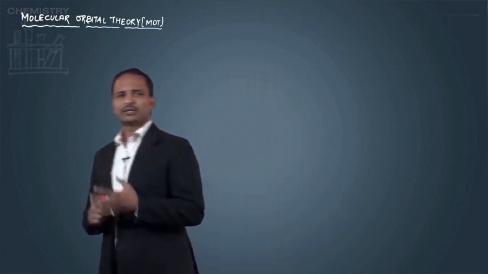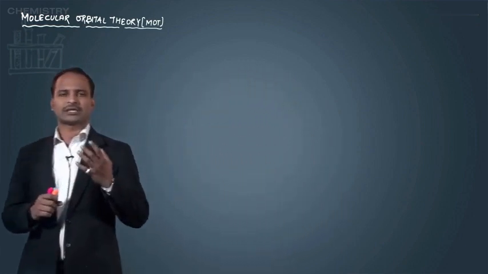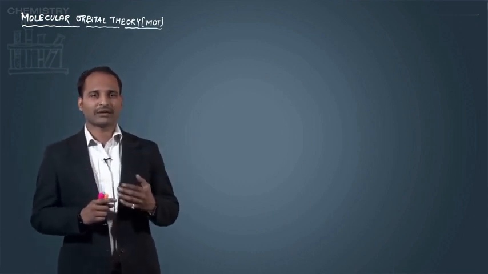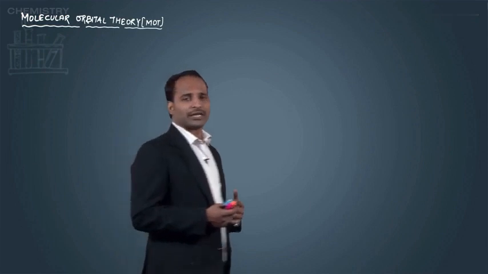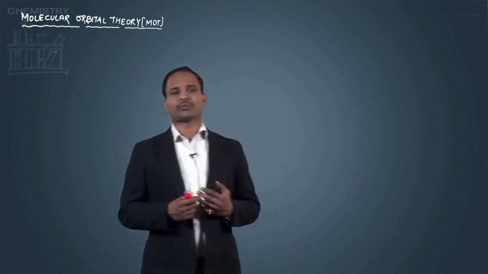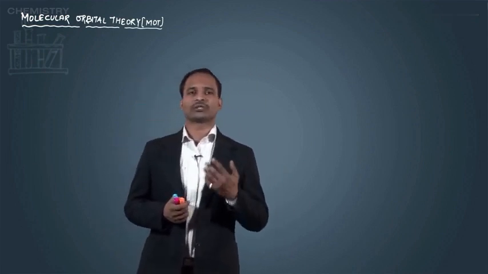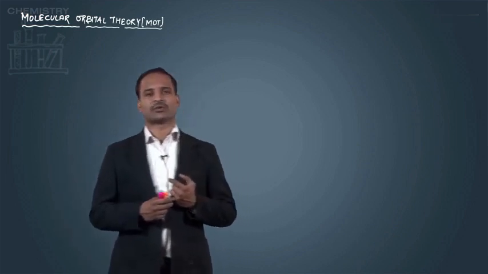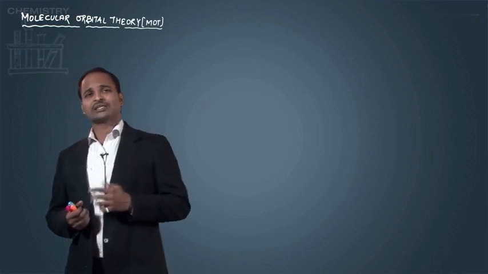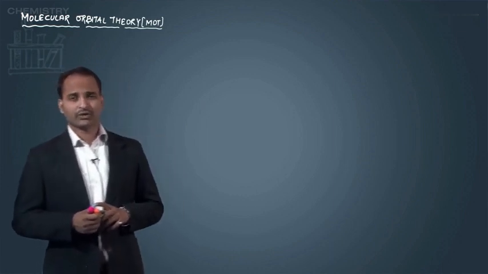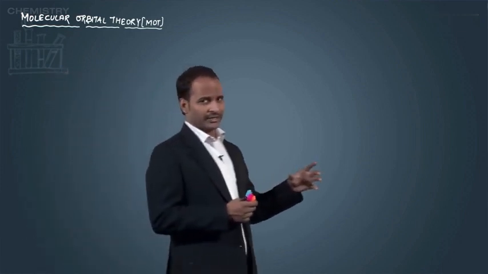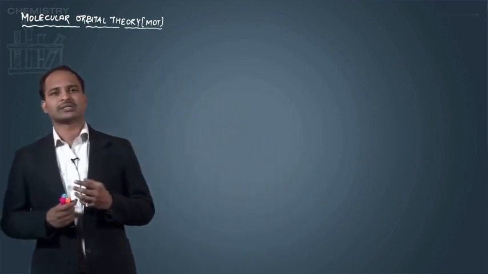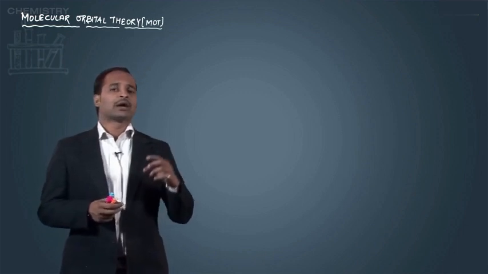This theory was given by Hund and Mulliken, and it states that as in the case of atoms, we have energy levels where the electrons are present, called atomic orbitals. In the same way, in a molecule also there are energy levels, and we call them molecular orbitals. As in atoms the electrons are present in atomic orbitals, that is s, p, d and f, similarly in a molecule the electrons are present in molecular orbitals.